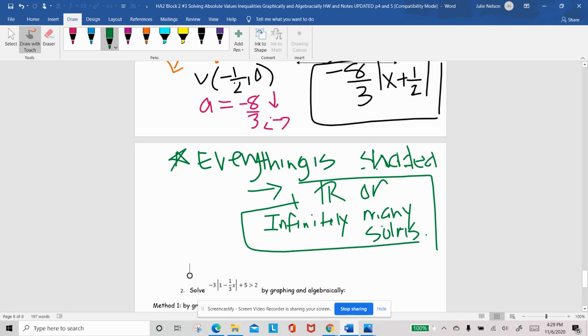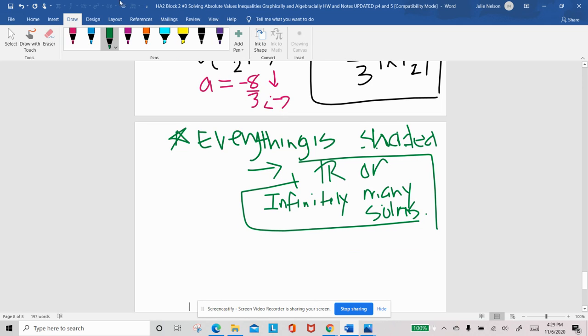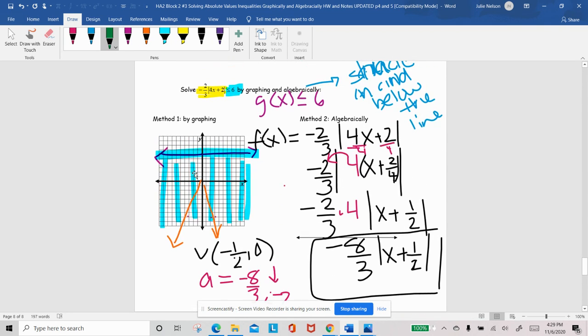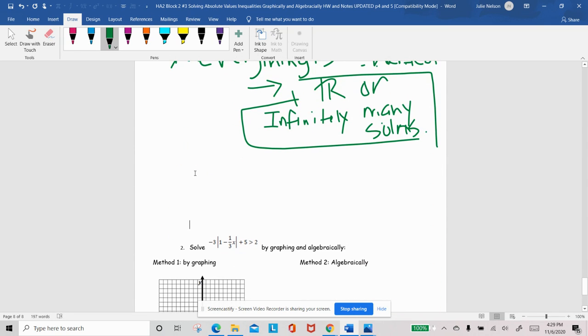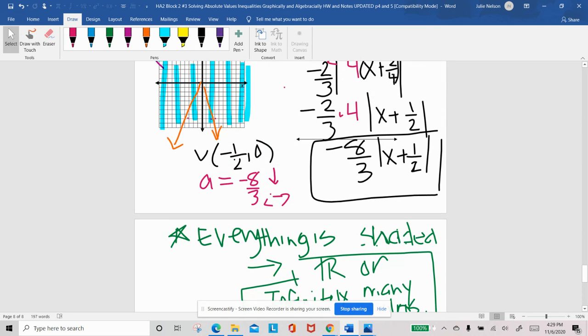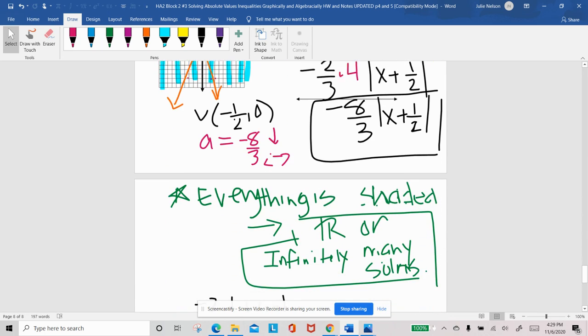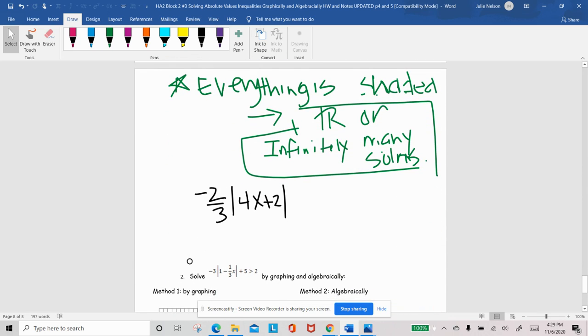So how do I figure that out algebraically? So I'm going to go ahead and do this problem now that I did it graphically. I'm going to do it algebraically so you can take a look at this. So negative 2/3 times the absolute value of 4x plus 2 is less than or equal to 6.